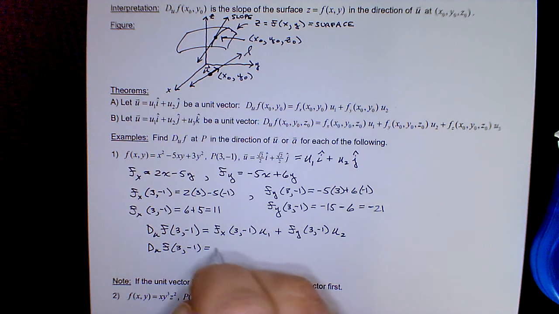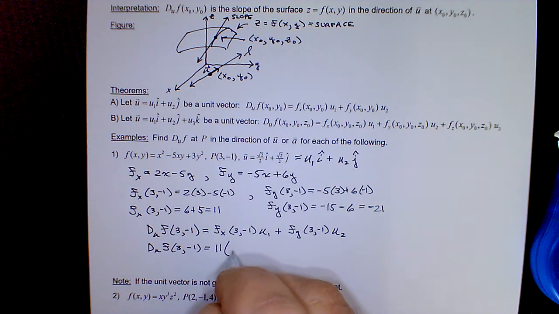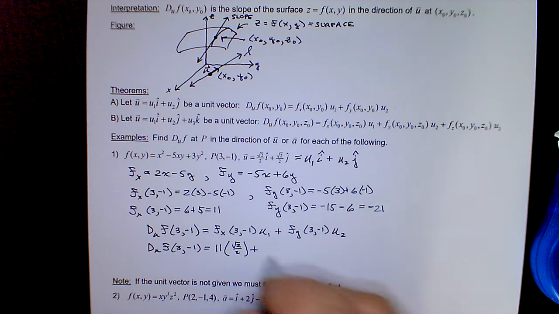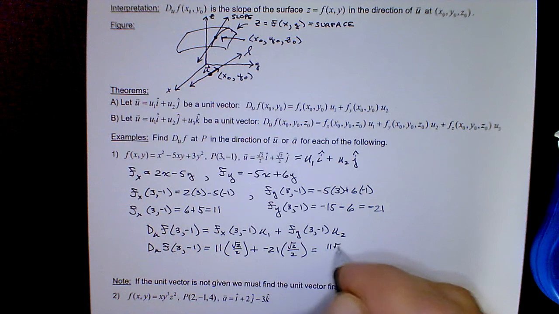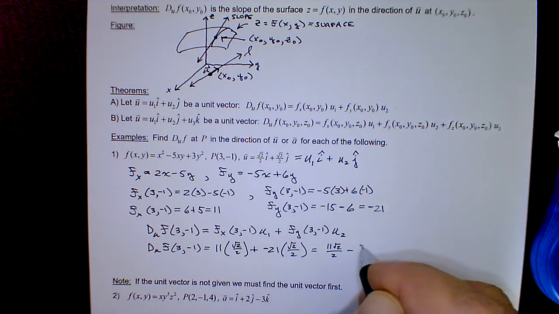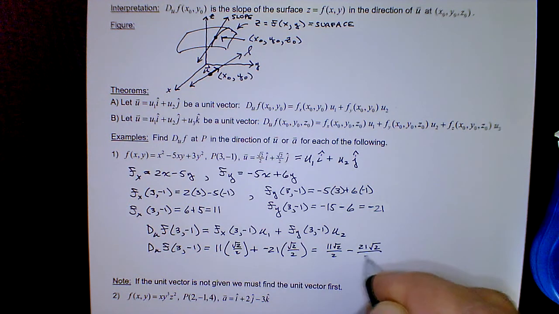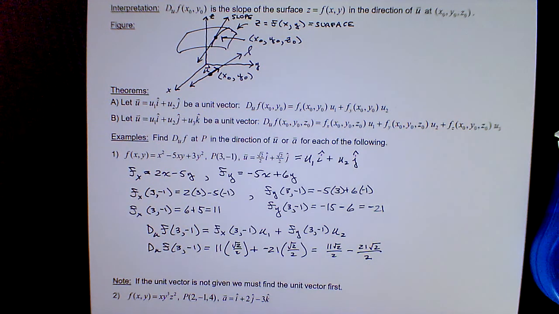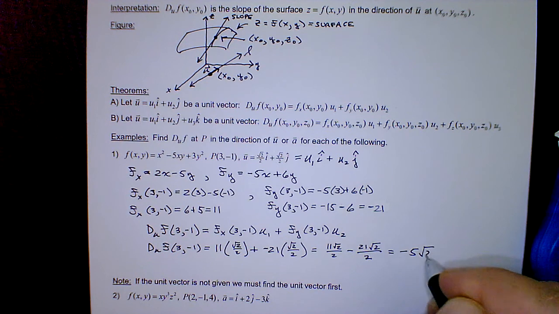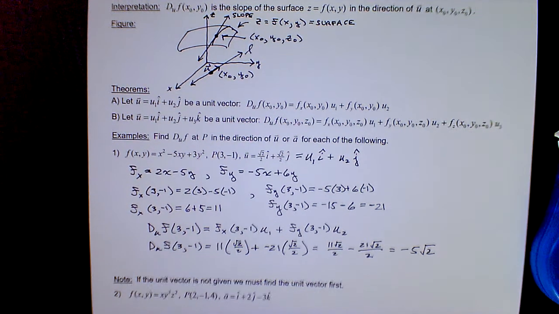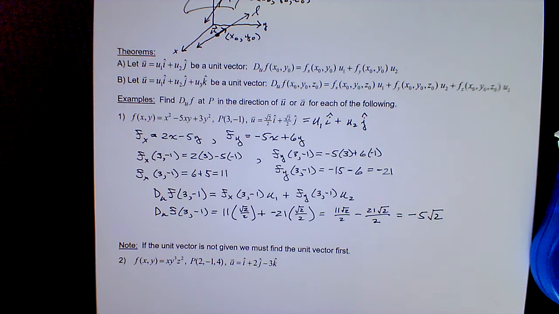So we have 11 times radical 2 over 2 times u1, and then plus a negative 21 times radical 2 over 2 times u2 as well. So 11 radical 2 over 2 minus 21 radical 2 over 2, giving us negative 10 radical 2 over 2, or minus 5 radical 2. So that represents the slope in that direction.